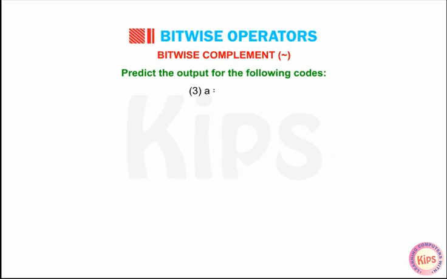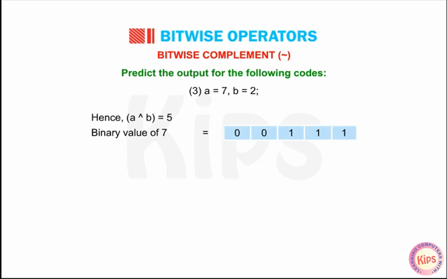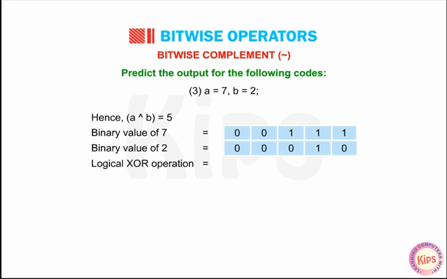Number 3: A equals 7, B equals 2. Hence, A XOR B is equal to 5. Binary value of 7 is 0, 0, 1, 1, 1. Binary value of 2 is 0, 0, 0, 1, 0. Logical XOR operation gives 0, 0, 1, 0, 1. Decimal equivalent of the result is 5.